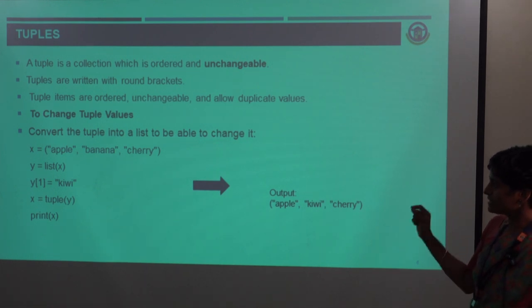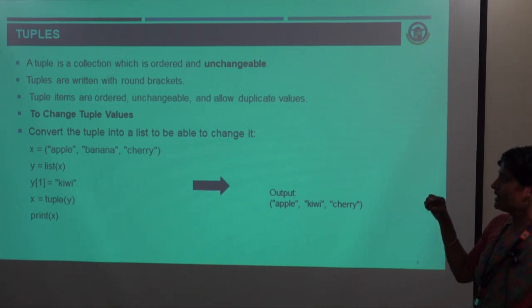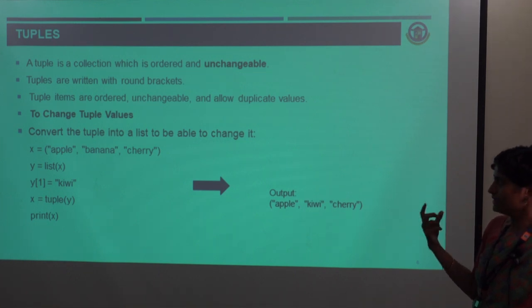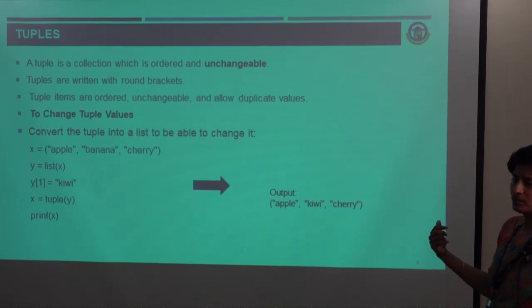Again, inside the list we are going to add a kiwi fruit at index position 1. So now, inside the list, the value kiwi is inserted between apple and banana. Then the list is converted back into a tuple, and we are printing the value. So this is the output of the program.